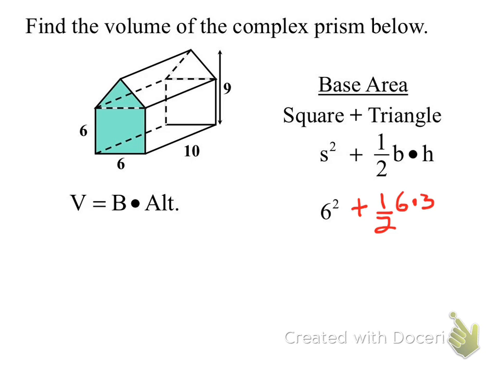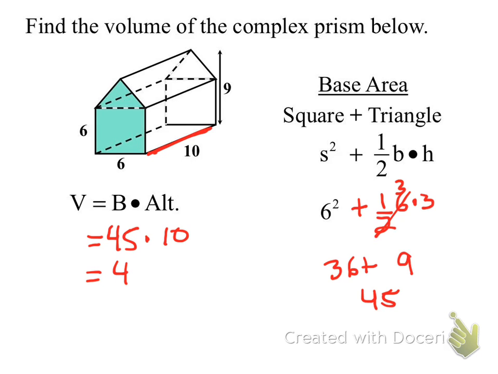But remember, we then have to multiply it by the altitude. So let's finish figuring this out. This cancels out, I'm left with 3. So that's 9 plus 36, which is 45. So my base area is 45, but then I have to multiply it by the altitude. And what is the altitude? An altitude takes you from one base to the next. That's this one right here. So it's times 10, and so it would be equal to 450.